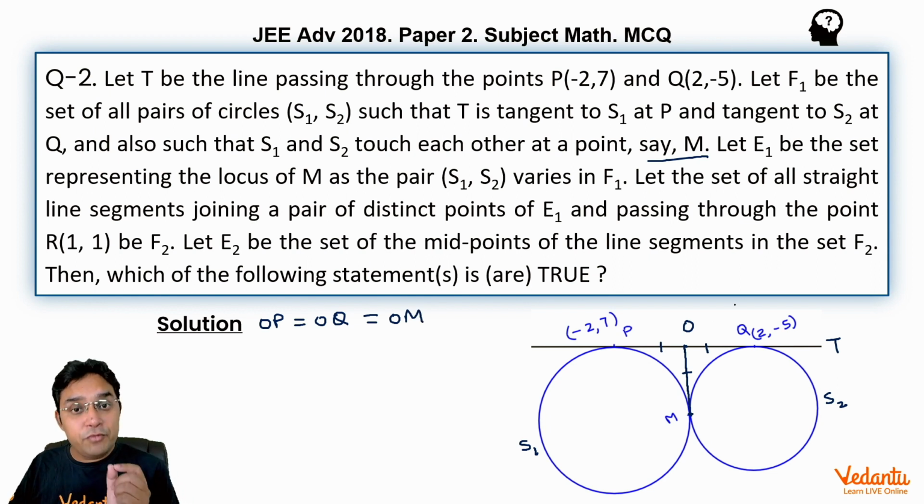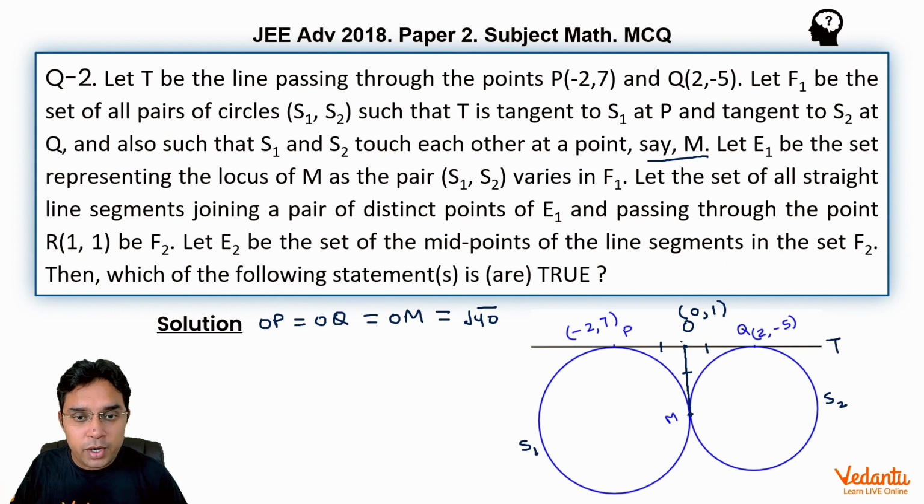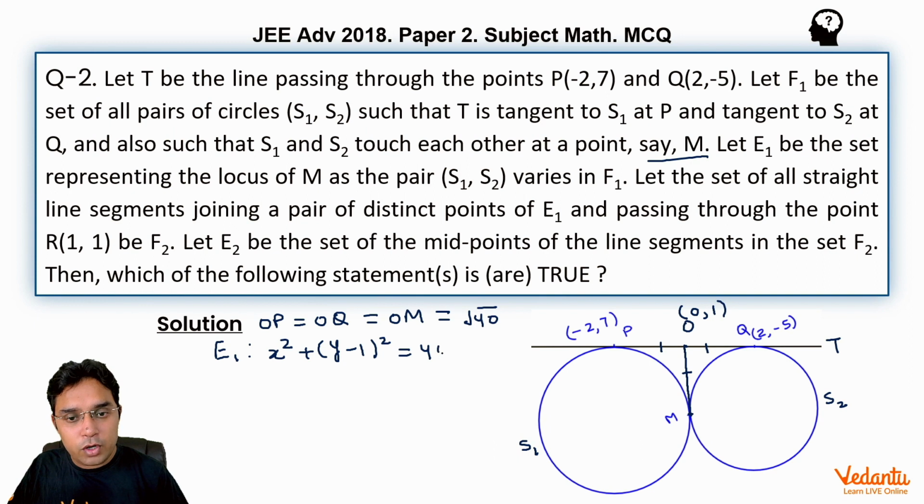In fact, O is a fixed point because P and Q are given points. So the coordinates of O can be written directly using the midpoint formula as (0, 1). And this length OP, OQ will be the same, and this can be written directly using the distance formula as root 40. Now M is a variable point. Now because OM is root 40 and O is a fixed point, the locus of M, which is given to us as E1, will be a circle with center at O and radius equal to root 40. So we can write this as x squared plus (y minus 1) whole squared is equal to 40.